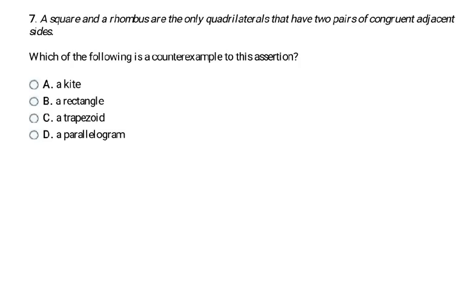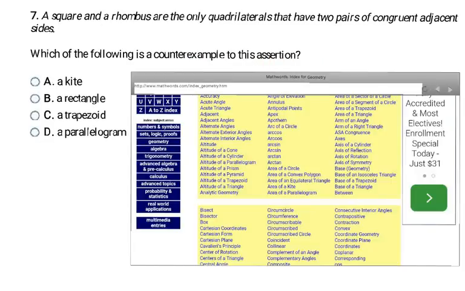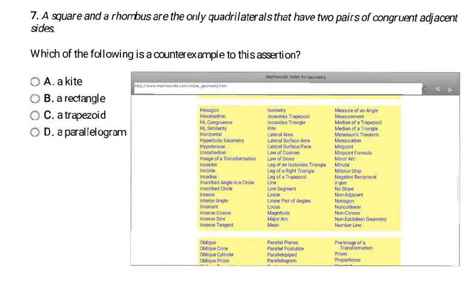So let's look at an example to help you understand the definition. It says a square and a rhombus are the only quadrilaterals that have two pairs of congruent adjacent sides. Which of the following is a counterexample of this assertion? Now, there might be a bunch of words in this problem that you're not real sure what they mean. So you can go to this website I have pulled up here, mathwords.com/index_geometry.html, and it lists the definitions of every possible geometry word you might see.